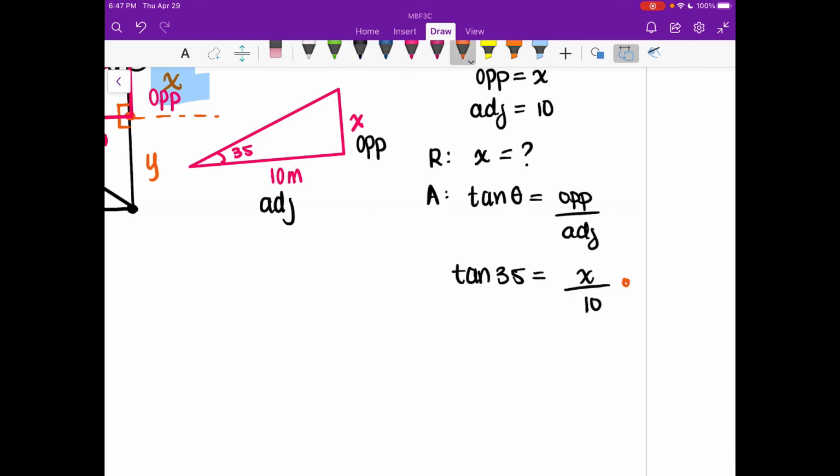So in order to get rid of the 10, now I'm just solving, right? I multiply by 10 on this side, just to get rid of it on both sides. So I know X is equal to 10 times tan 35. Let's put that in. 10 times tan 35 is equal to 7, right? So I know that X is equal to 7.